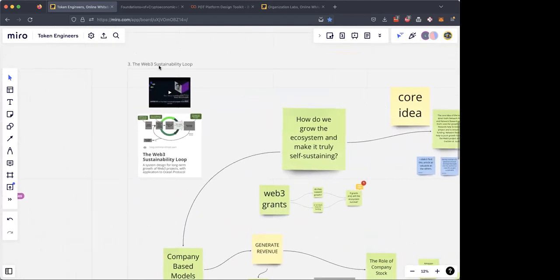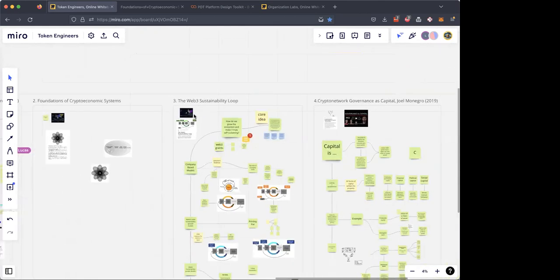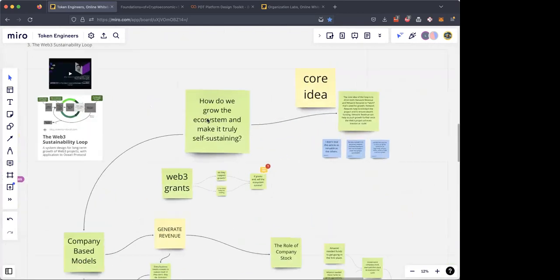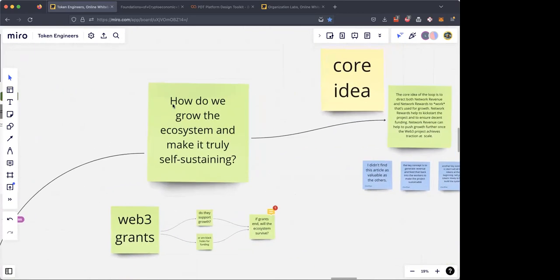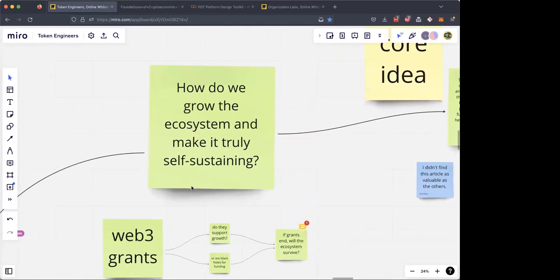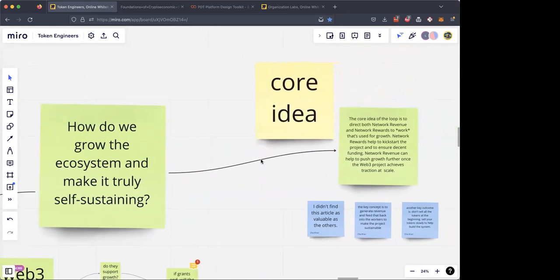So this one, Web3 Sustainability Loop, is again by Trent McConaghy, who wrote the first one. And the idea is asking this question: how do we grow the ecosystem and make it truly self-sustaining? This is talking about, if you launch a token system, how do you make that ecosystem self-sustaining? Like, how does it not be a Ponzi? That is what it's trying to do.